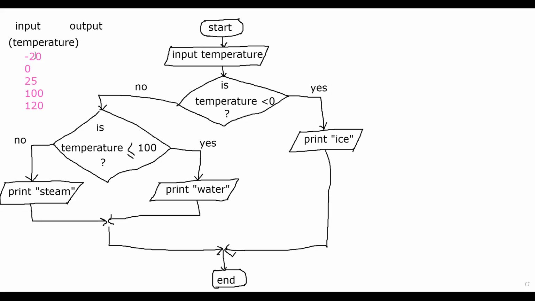Now let's take the first one. It's minus 20. You check the temperature. Now I said it's minus 20. If it is minus 20, you are going to check whether minus 20 is less than 0. Yes, isn't it? So the output is ice. So you will get here as ice. Okay, Achira, what is the answer for the second one?